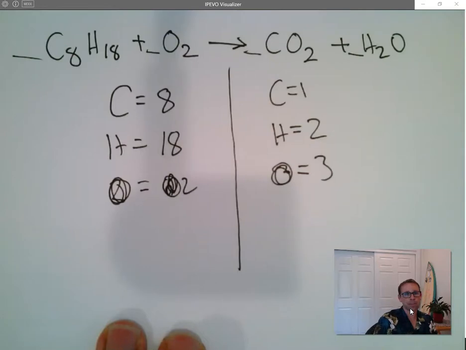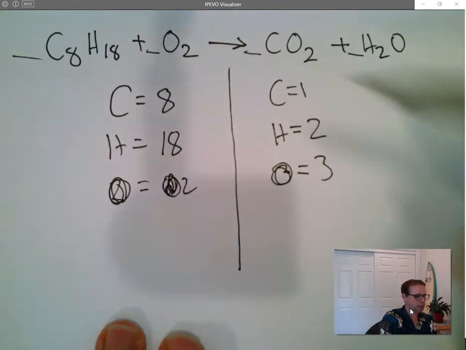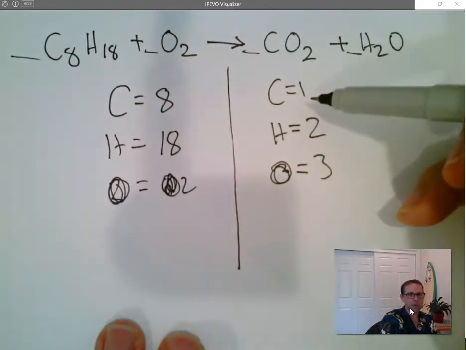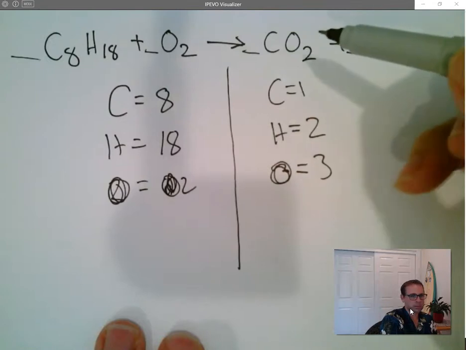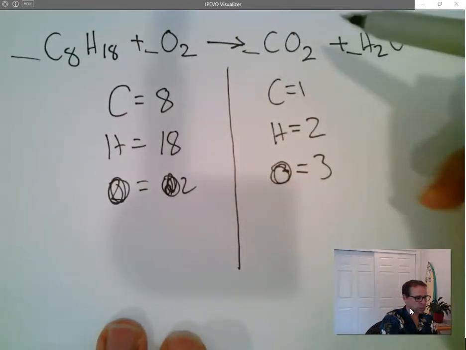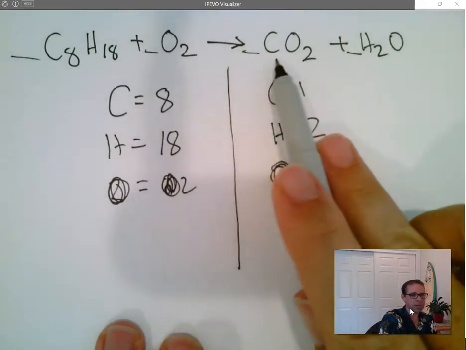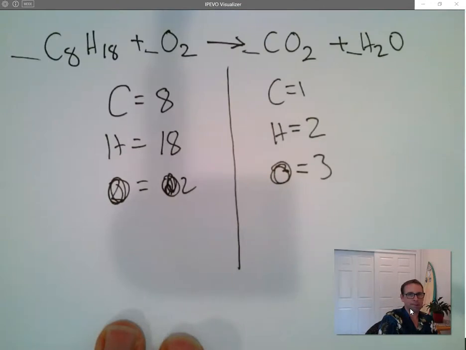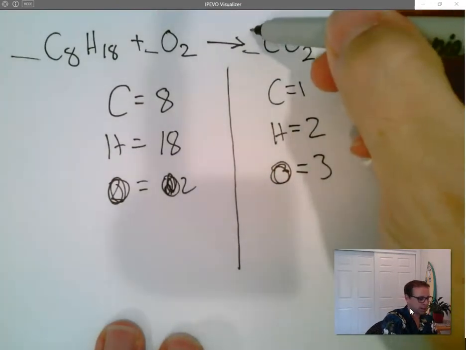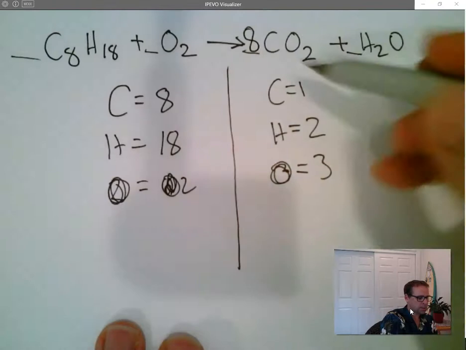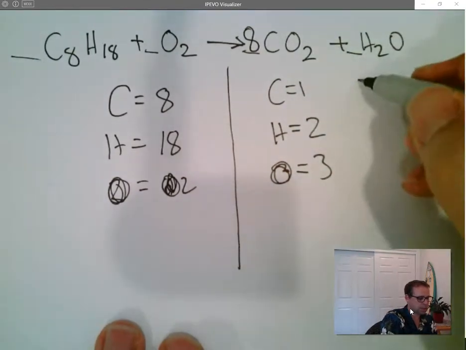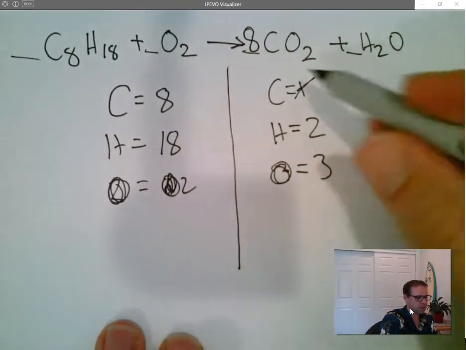So we need more carbons on the right. We do. So if we put a 4 as a coefficient there, we would match it, right? Well, that would only give us how many carbons? Oh, I'm sorry, it would have to be an 8, right? Yeah, 8. So then that gives us 8 carbons. How does that affect our oxygens?